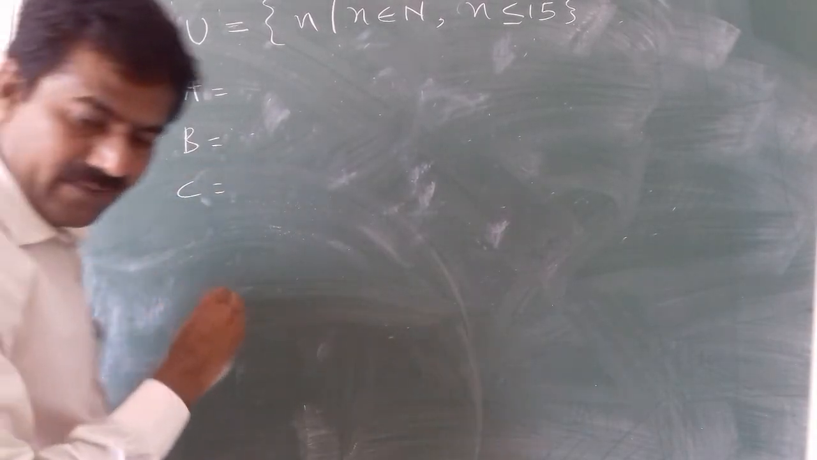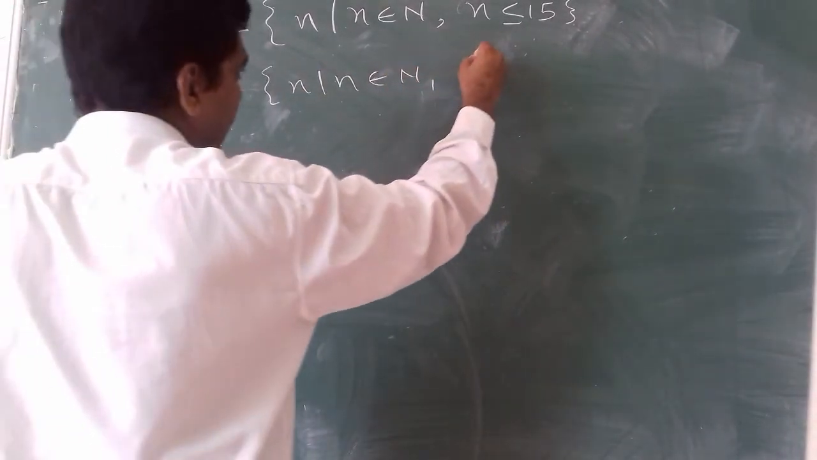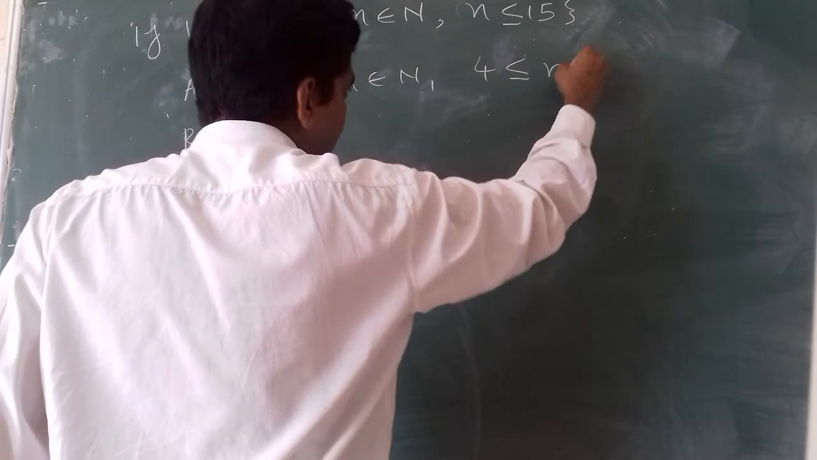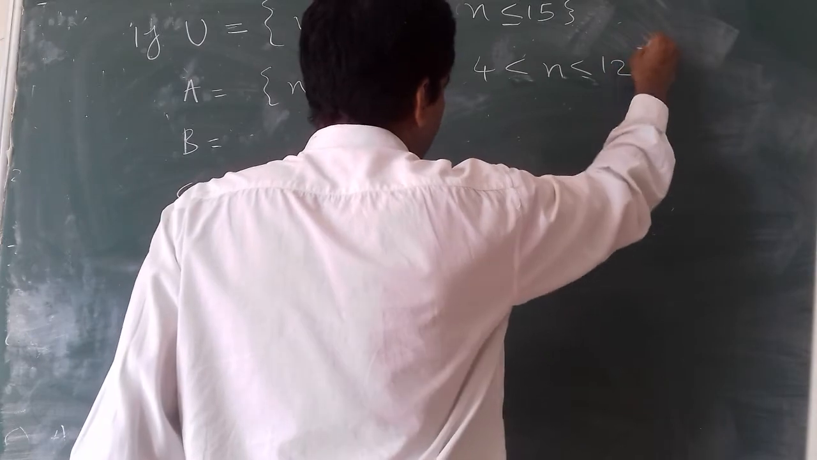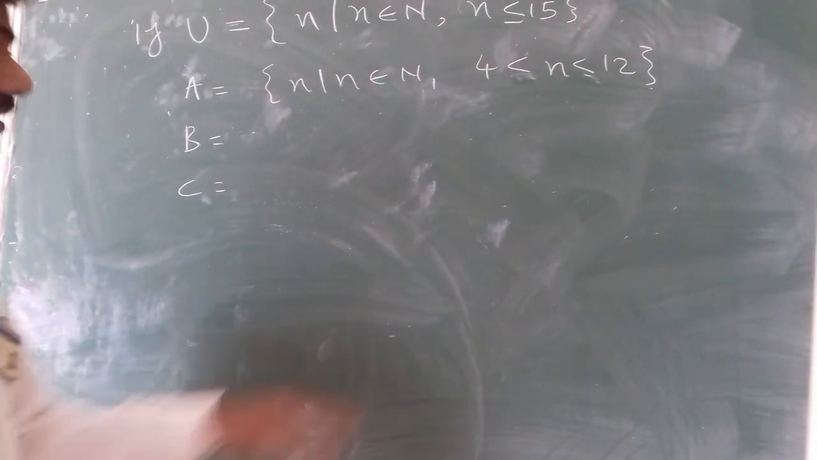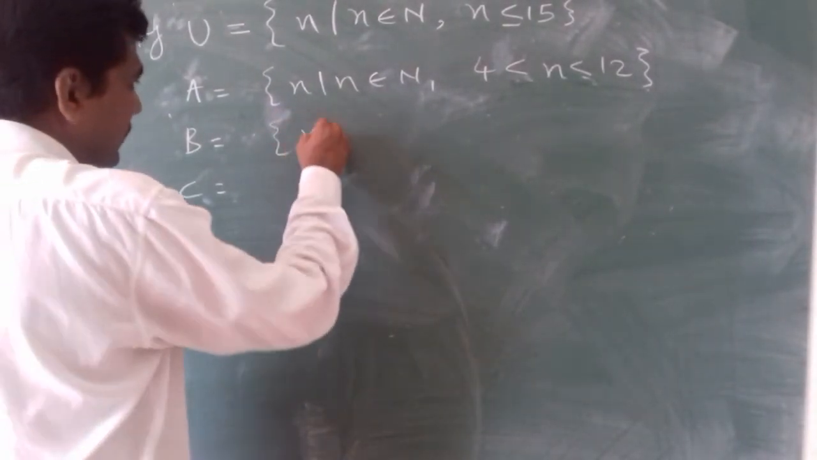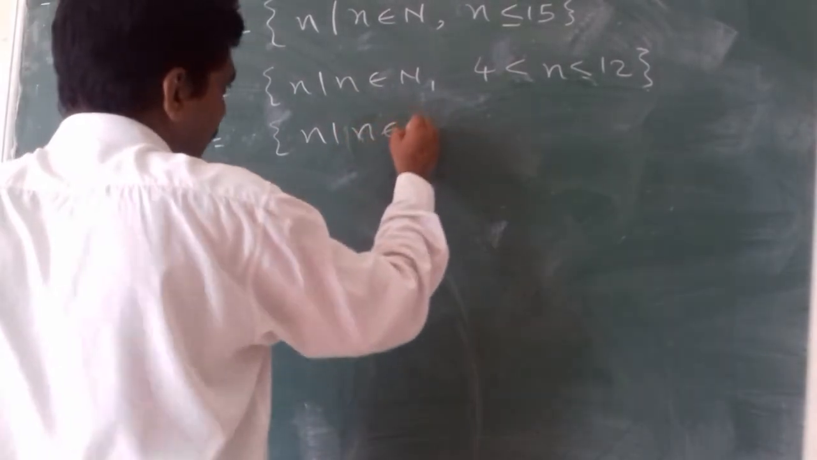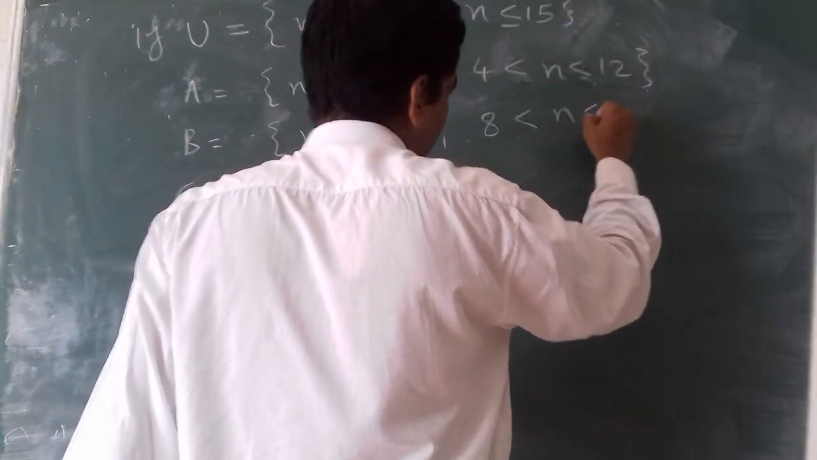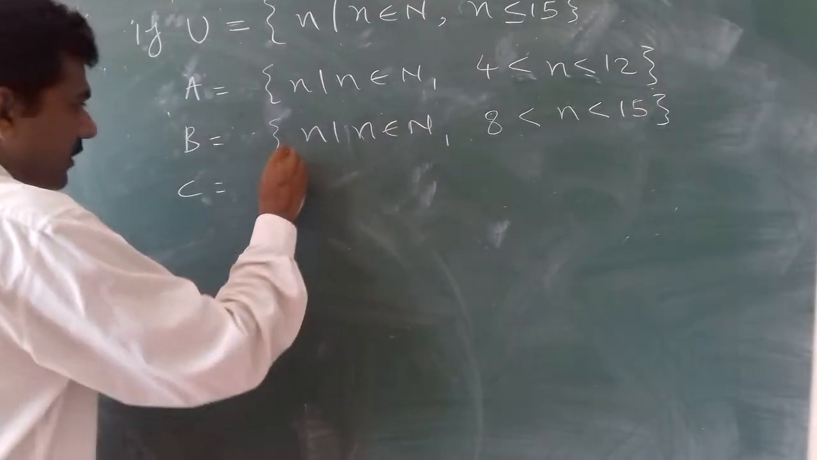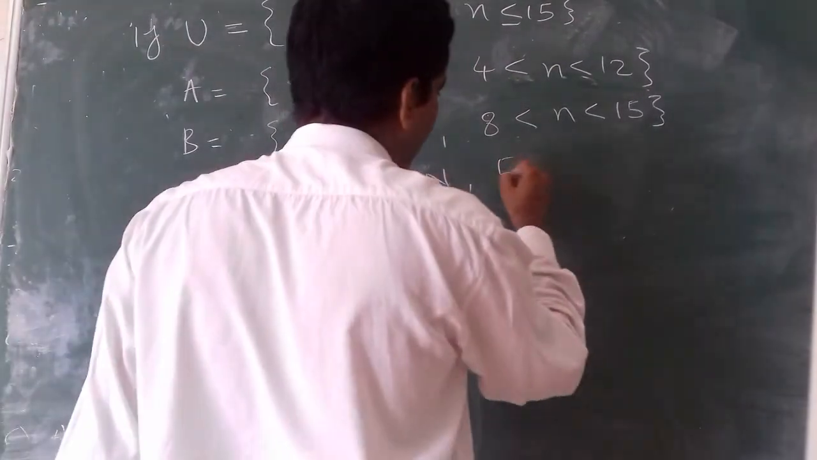So A is the first set, such that n belongs to capital N, where 4 is less than or equal to n is less than or equal to 12. That is 5 to 11. 5 to 11 will be the elements of capital N. And next, n belongs to the capital N, set of natural numbers, and it is given that it is in between 8 and 15. And the third set, n belongs to capital N, and it is given as in between 5 to 10.